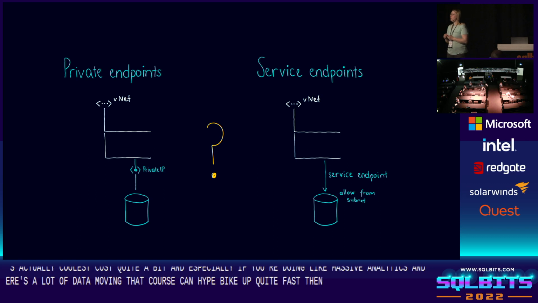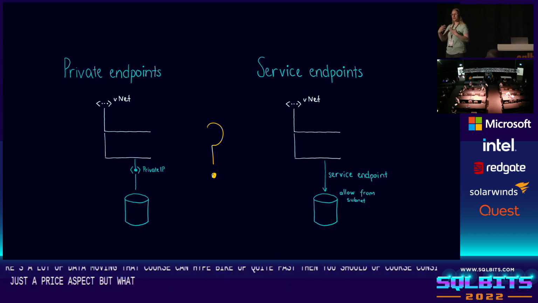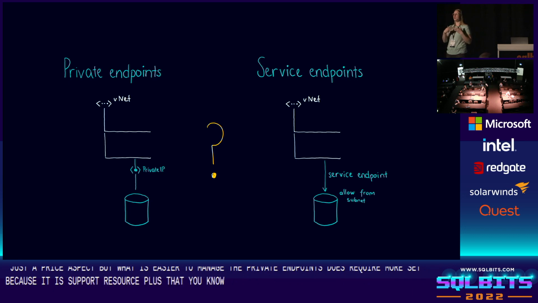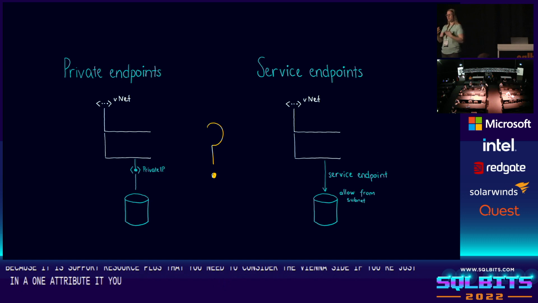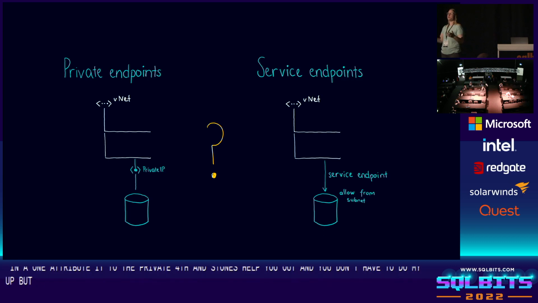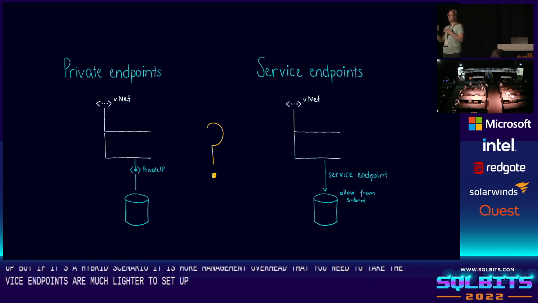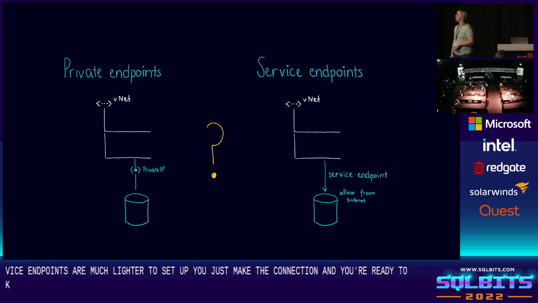Then you should, of course, consider not just the price aspect, but what is easier to manage. The private endpoint does require more setup because it is a separate resource, plus then you need to consider the DNS side. If you're just in one Azure VNet, the private DNS zones help you out, and you don't have to do massive setup. But if it's a hybrid scenario, it is more management overhead that you need to take. The service endpoints are much lighter to set up. You just make the connection and you're ready to rock and roll.